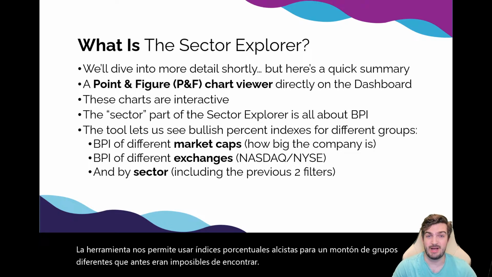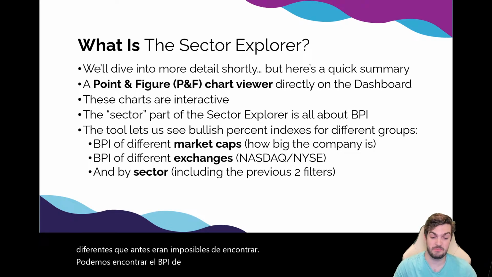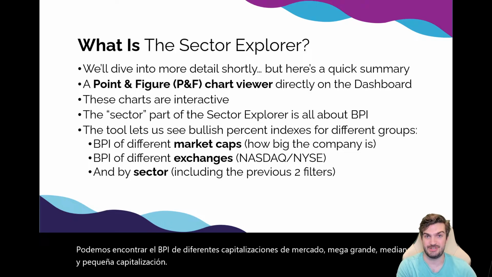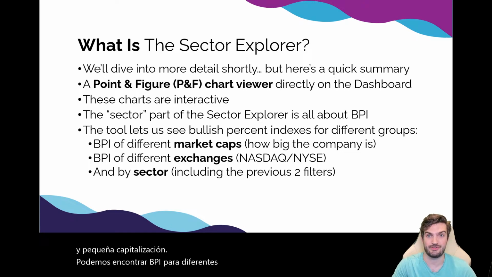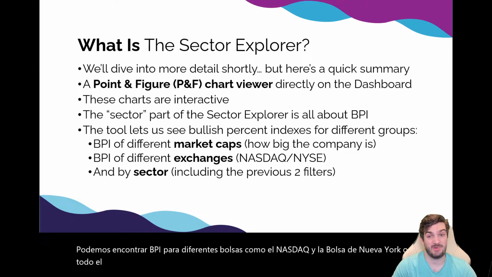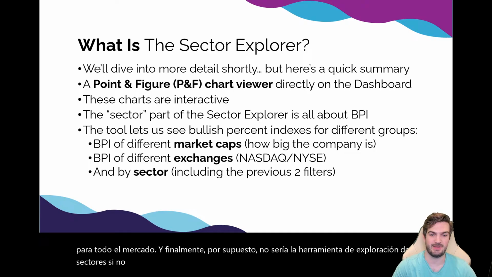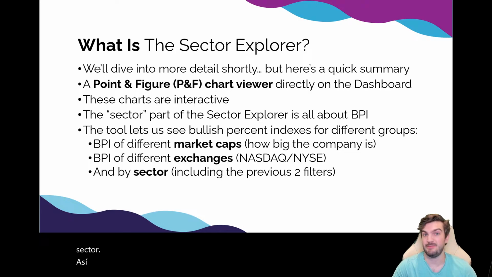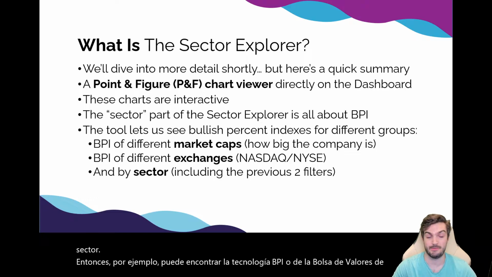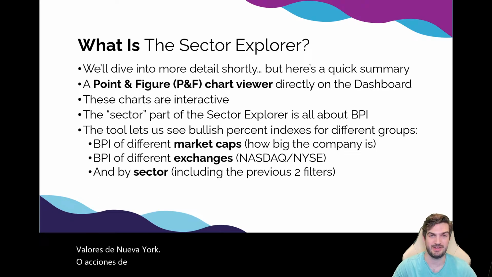We can find the BPI of different market caps, mega, large, mid, and small cap. We can find BPI for different exchanges, such as the NASDAQ and New York Stock Exchange, or the entire market. And finally, of course, it wouldn't be the Sector Explorer tool if it didn't cover some sectors. All of the BPIs can be broken out by sector as well. So, for example, you could find the BPI for New York Stock Exchange technology companies, or New York Stock Exchange discretionary companies, or discretionary companies that are large cap.